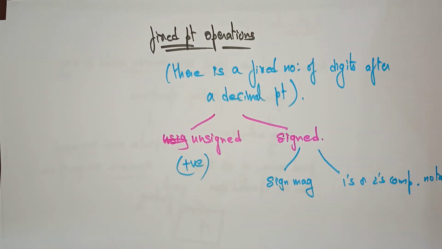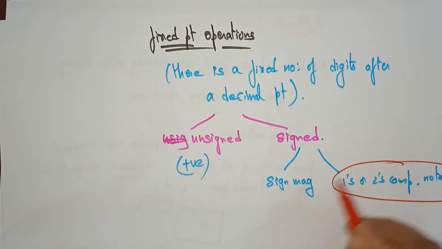Most of the computers used today are 2's complement machines. Most computers go with the 2's complement because it is a unique representation of all numbers including 0.